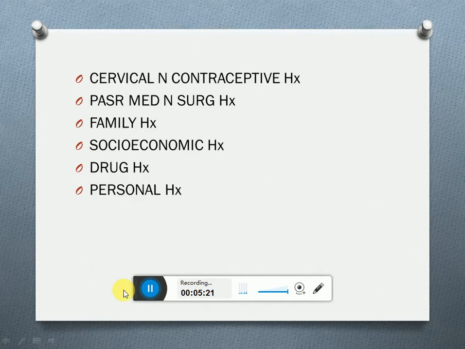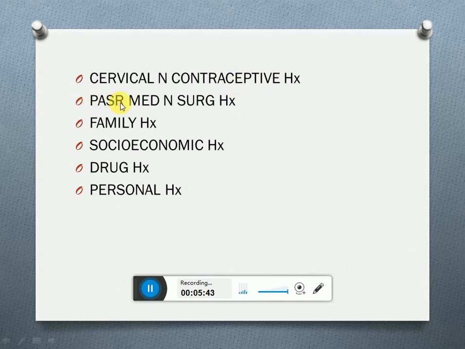Then there is cervical and contraceptive history. In cervical and contraceptive history, you have to ask one question in each. In the cervical history, you will ask whether she has undergone a pap smear or not, and in contraceptive history, you will ask about any contraceptive measures the patient used in the past or currently or is going to use.